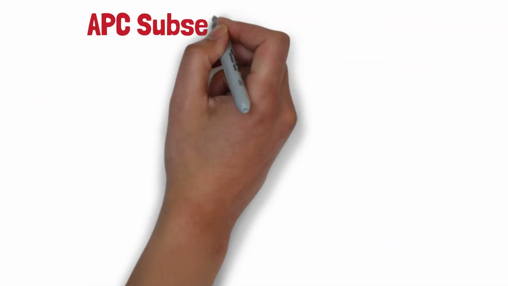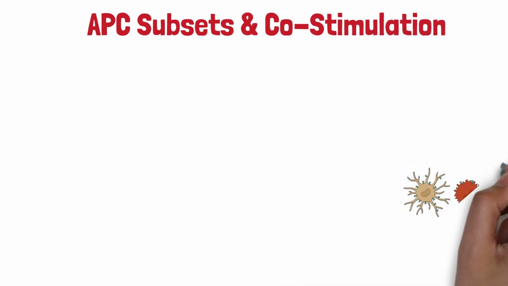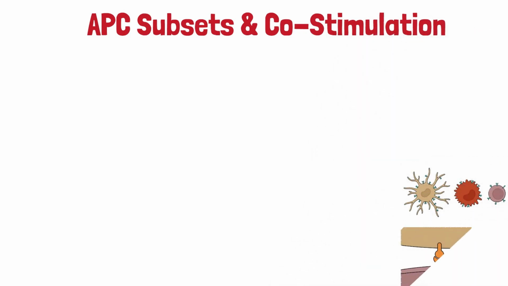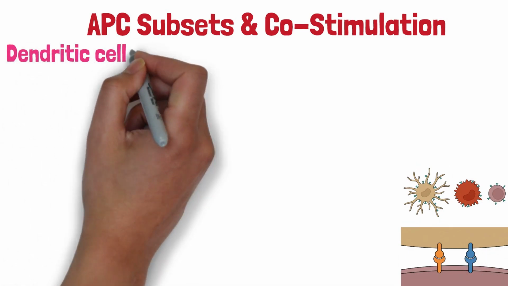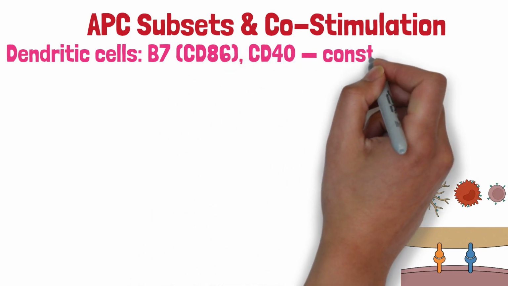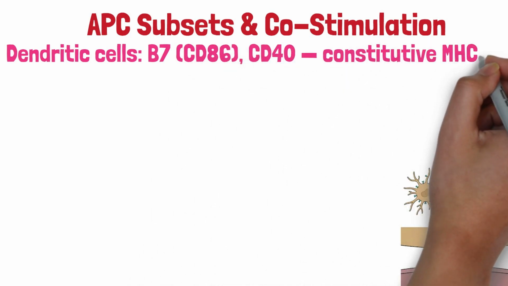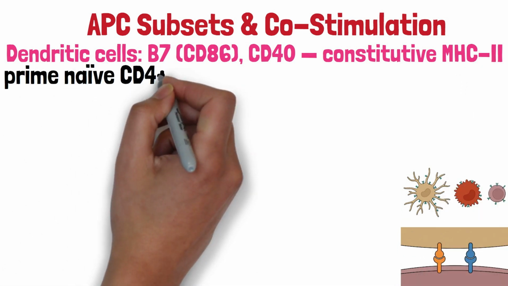Now that we've covered the drugs, let's step back to the cells running this whole system, the antigen-presenting cells themselves, and how they compare. Dendritic cells constitutively express B7 and CD40, along with constitutive MHC-II that's further boosted by interferon gamma, and their main job is priming naive CD4-positive T helper cells.